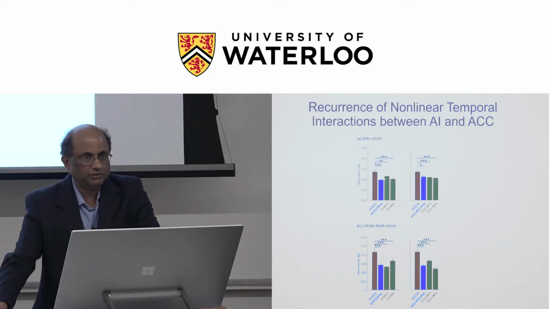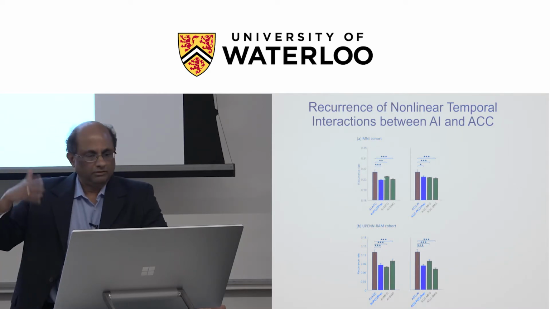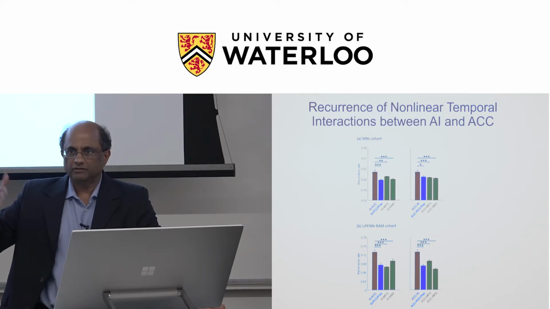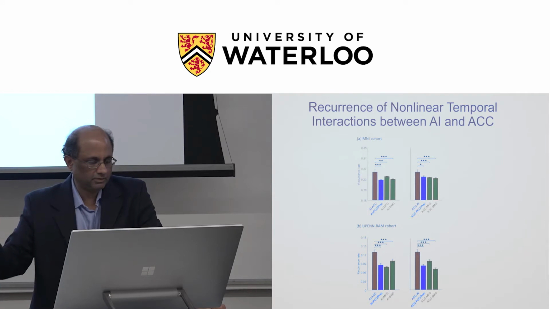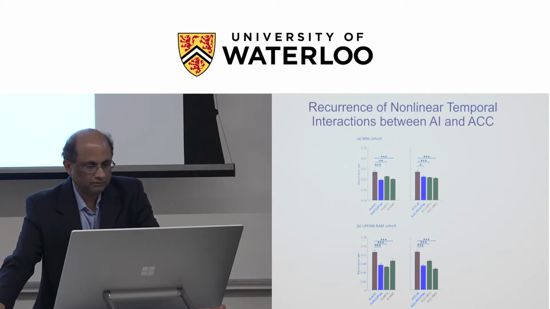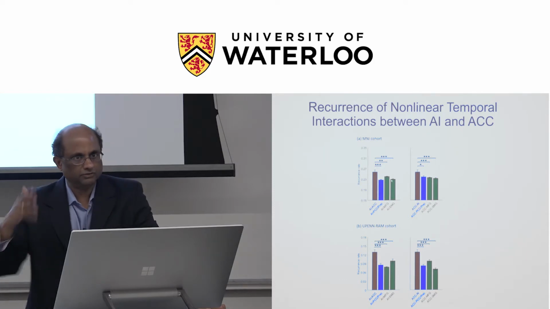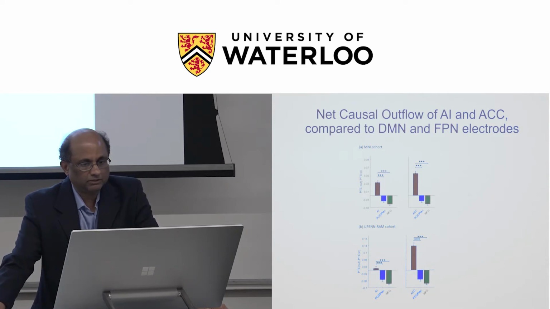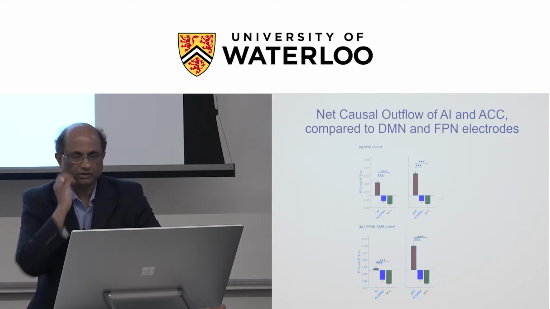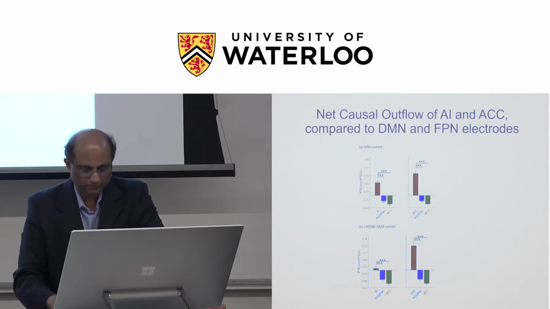And then we looked at the recurrence rate, which is the pattern that occurs in one region. Does it recur in another region with greater rates? And yes, that's indeed the case, that the AI and ACC have much stronger internal recurrence rates of patterns. And then we looked at a causal metric here, in this case the phase transfer entropy, which also showed that the AI and the ACC have very strong causal influences on other nodes.